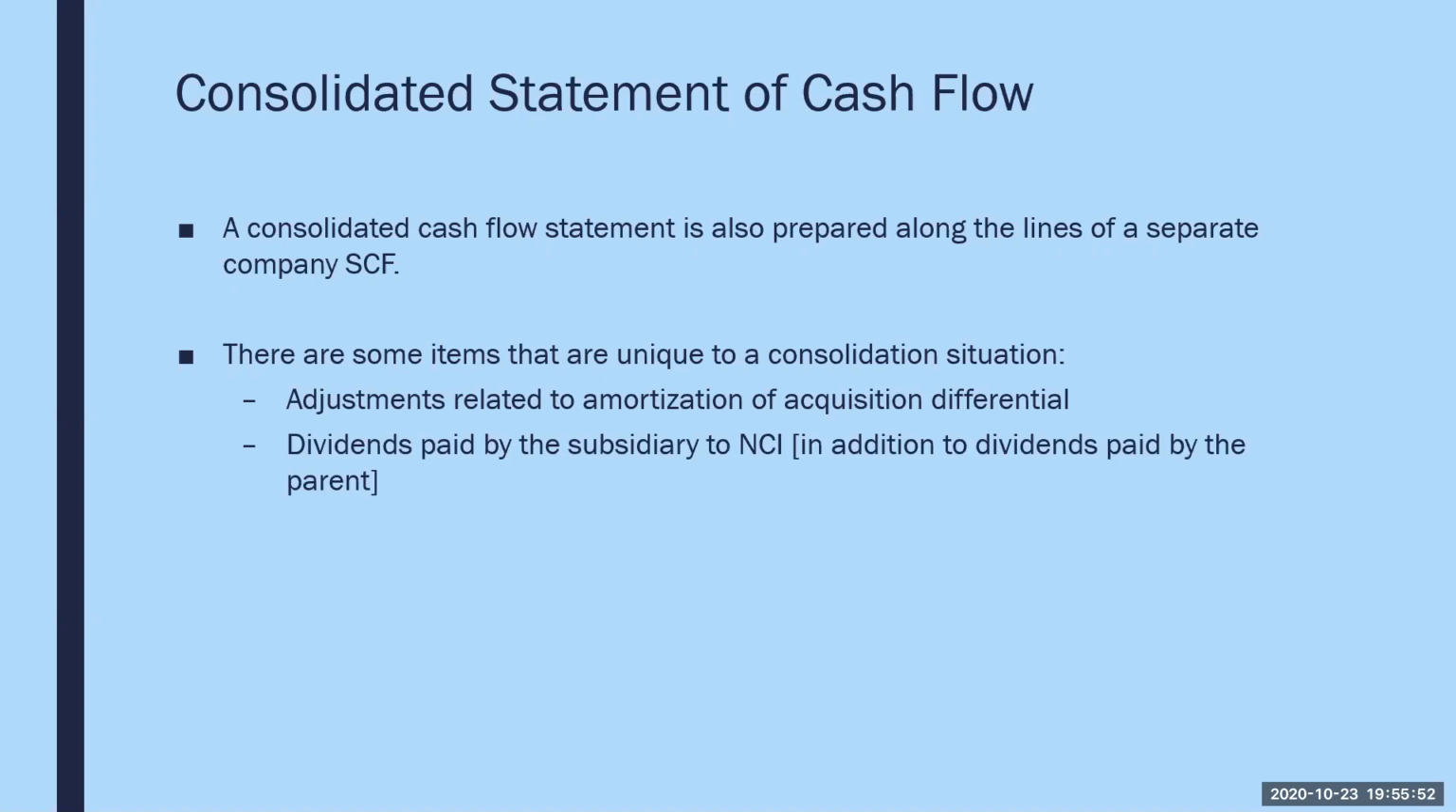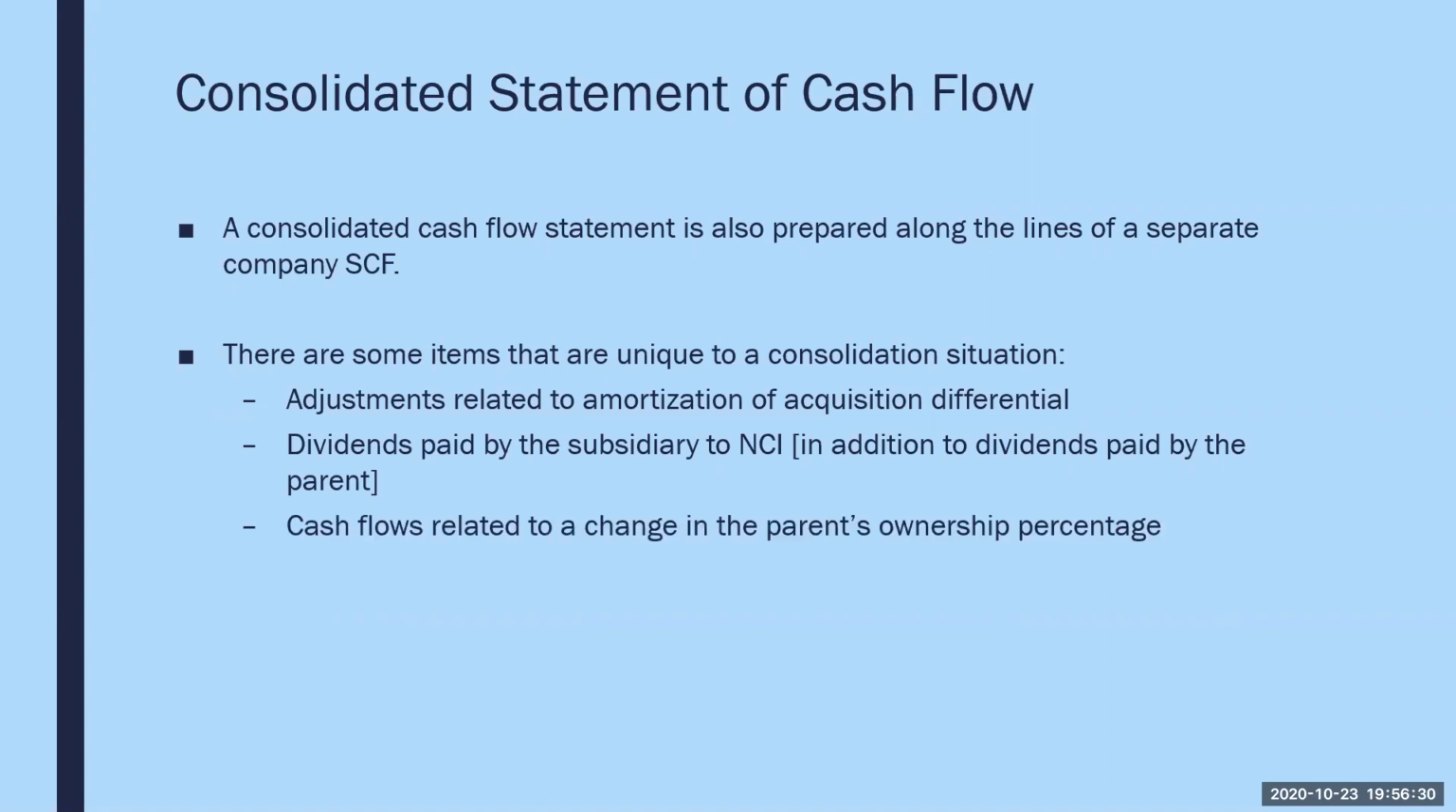The second item is dividends paid by the subsidiary to non-controlling interests, which are reported in the financing activities portion, and this would be in addition to dividends paid by the parent company. So you'll have two amounts related to dividends. You'll be showing dividends paid by the parent company and also dividends paid by the subsidiary to the non-controlling interest. Dividends paid by the subsidiary to the parent company, recall, are eliminated for consolidation. It's just the amount paid out to NCI.